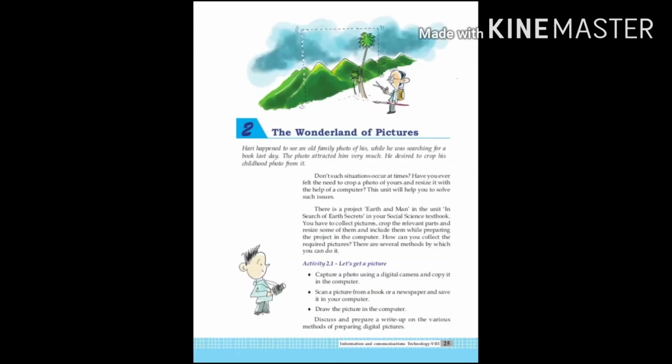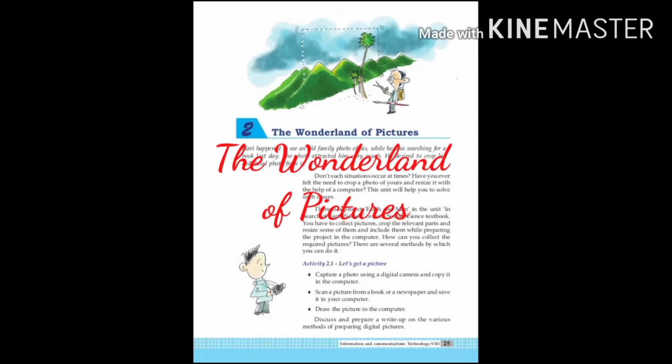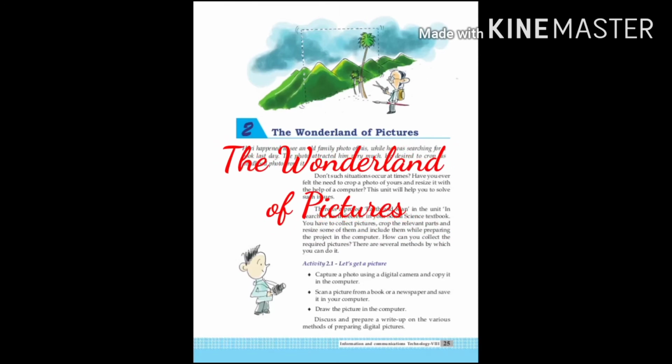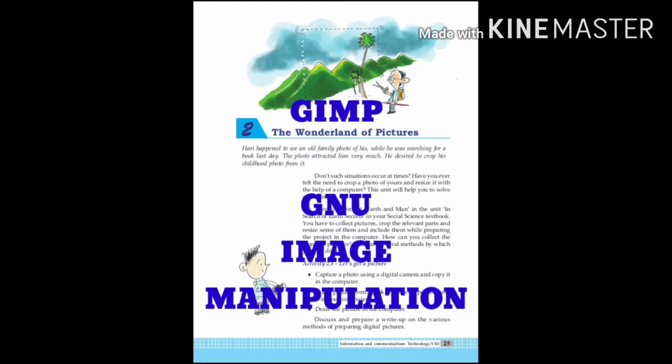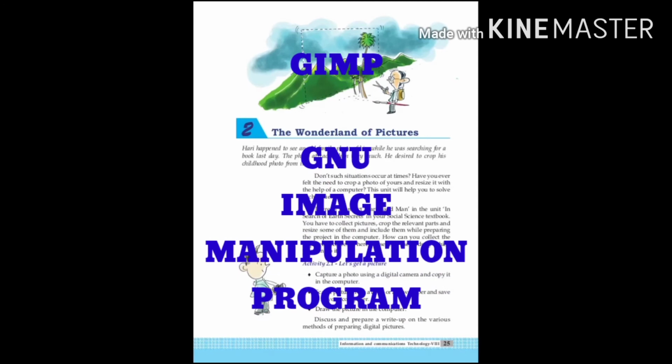Our second unit is The Wonderland of Pictures. Here it is the continuation of the first chapter we learned in the previous year, E@Vidya. Do you remember that? The chapter in which we learned to draw pictures using Paint. Here we study an advanced level software for such drawing. The name of that software is GIMP, that is GNU Image Manipulation Program.